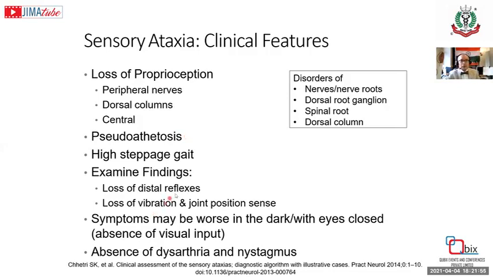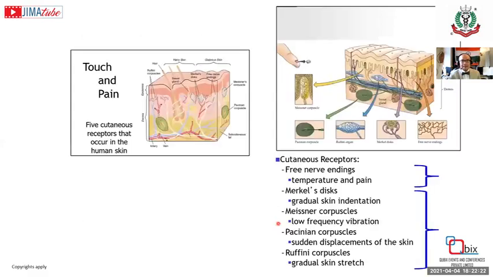On examination, we are well aware that if you have a peripheral neuropathy, a ganglionopathy or a posterior column disorder, the distal reflexes are all lost. There is vibration sense and joint position sense loss. There is a tremendous amount of visual input that controls everything. When that's lost, the patient falls. But there is no dysarthria, difficulty in speaking, or nystagmus, because these have to do with other systems which are not affected in sensory ataxia.